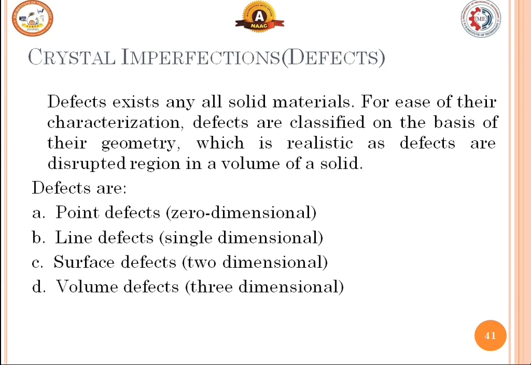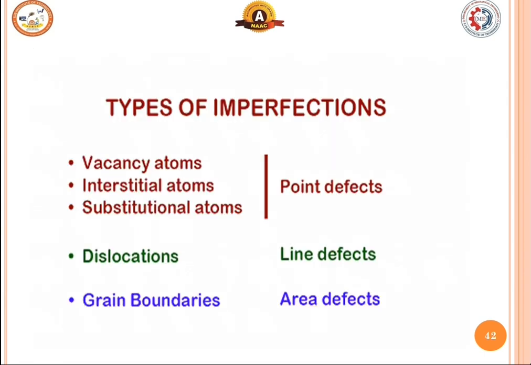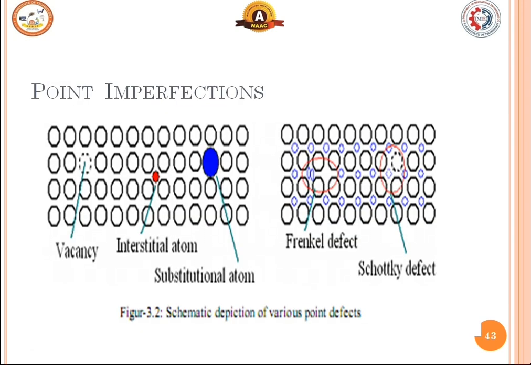different products. So what is a defect? In the defects, there are so many types of defects. In case of point defects: vacancy atoms, interstitial atoms, substitutional atoms. When you come to line defect, dislocation happens. In area defects, grain boundary happens.